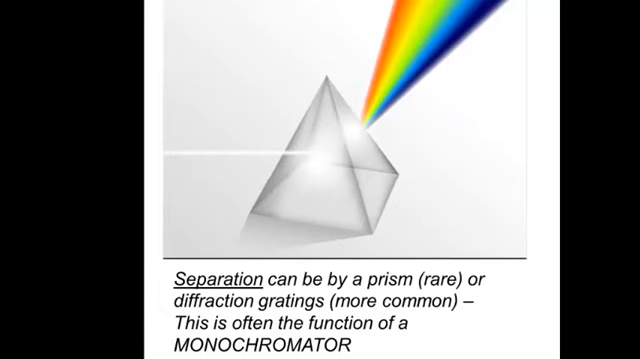Now, often in a spectrometer, you use something called a monochromator, which has diffraction gratings, but it really serves the same purpose. It splits the light so that you can look at just one wavelength range in your analysis. So that's the first part, splitting the light up into the different energies. Once you've done that, you're going to detect it.